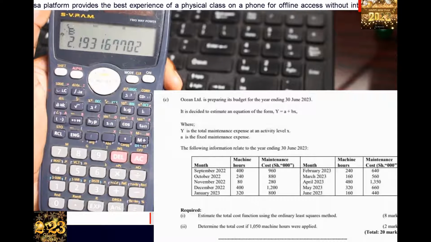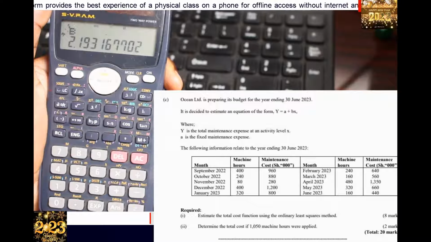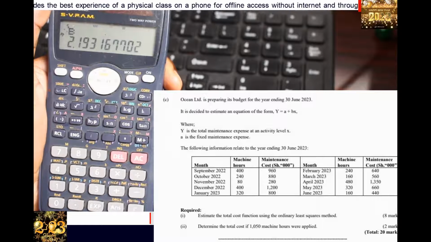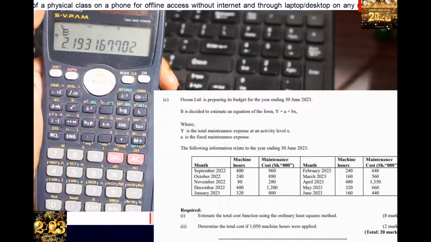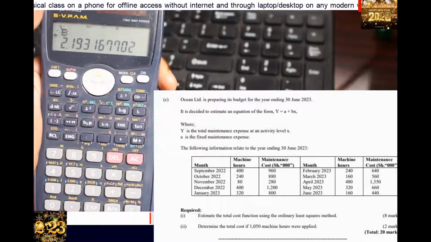The examiner here told us to estimate the total cost function using the ordinary least square method. And you're given how many marks? 8 marks. So that is what you're supposed to do. So let's go back to our question here and we work it out.